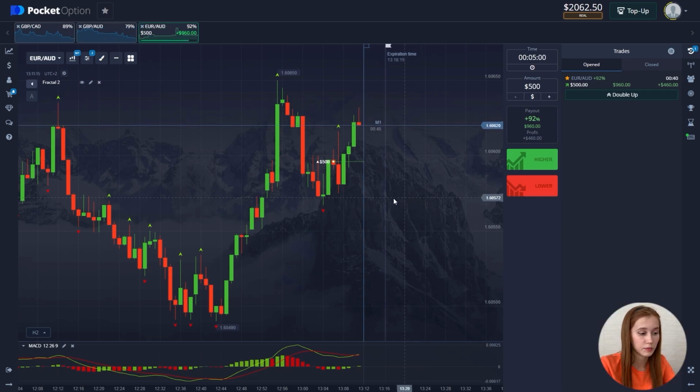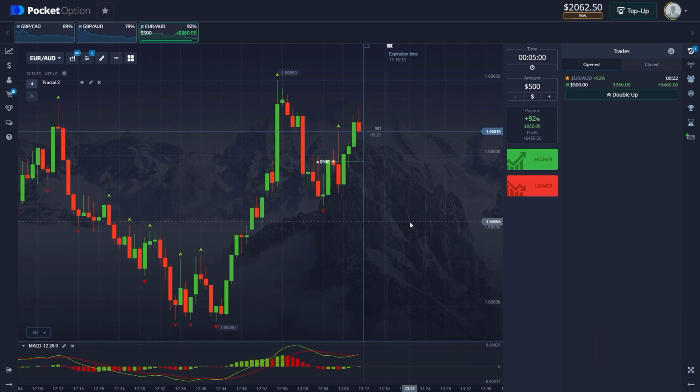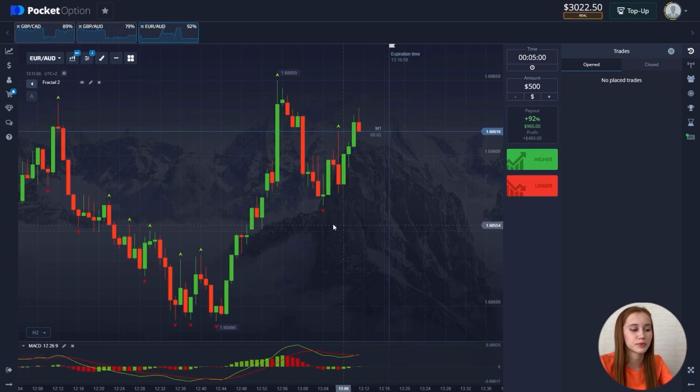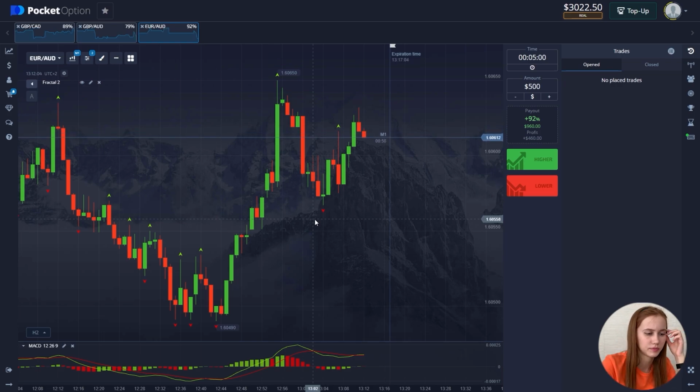The main line of MACD crossed the signal line. The signal for the purchase appeared, and the chart really begins to grow up. Deal plus profit $960, and we move on to the next concept.